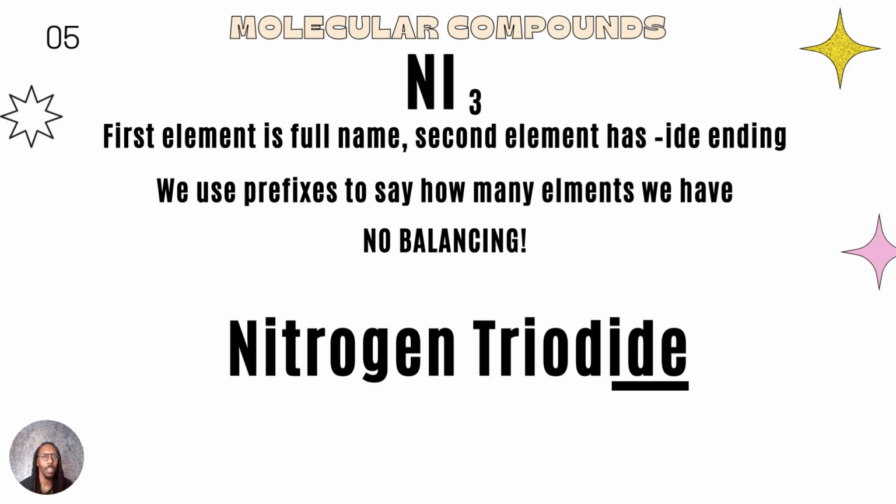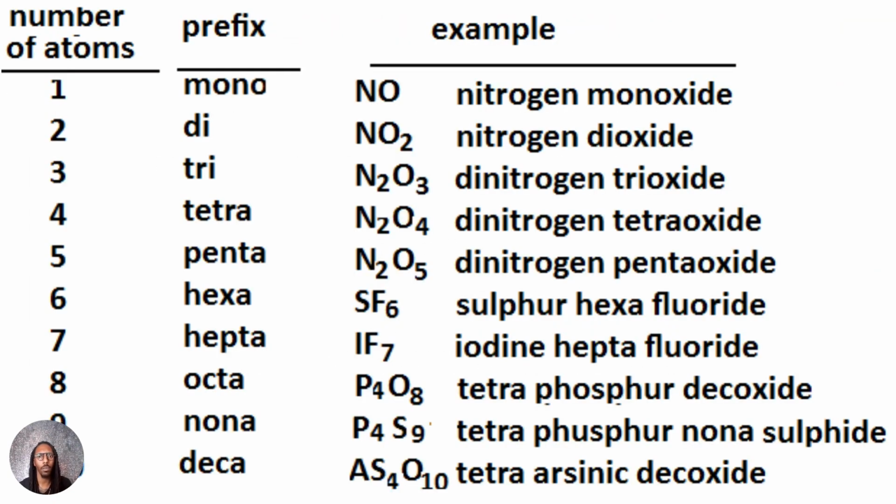Second element, iodine. I do have to change the "ine" to "ide," as well as add my prefix to let my boy over in Japan know that I've got 3 iodines in this type of chemical. So I'm going to put a tri in front of my iodide. So we have nitrogen triiodide as our final name of this compound. And once again, I didn't have to balance anything because the prefixes told me how many we actually had in this case.